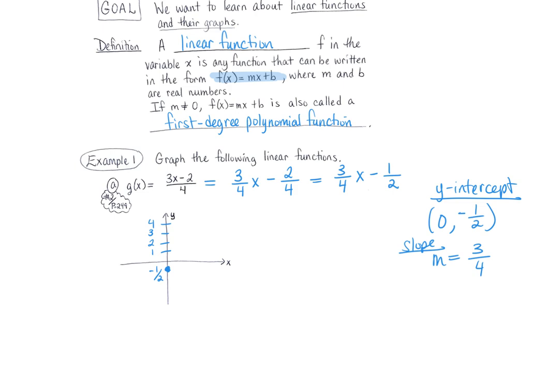M, which is our slope, is 3 over 4. So from negative 1/2, what do we do? Go up 3, right? But remember, we're starting at negative 1/2, so going up 1 is really 1/2. Very good. Then we go up 1 more, that's 2, then up 1 more. So we're at 2.5, and then we go over how many? 4, right? So we're here.